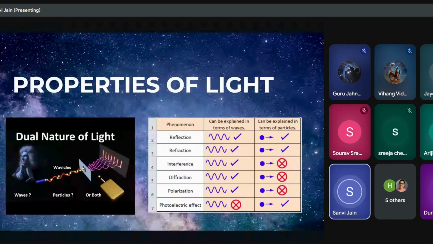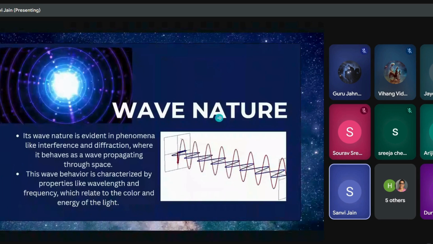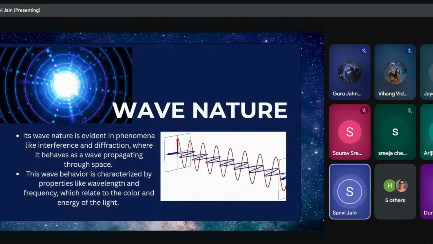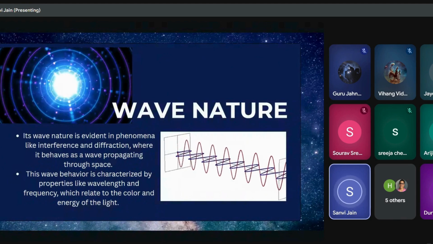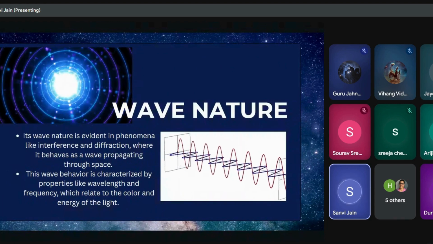In 1801, Thomas Young performed an experiment so elegant it changed physics forever. By shining light through two slits, he saw an interference pattern on the screen. These alternating bands are the signature of waves. Where crests meet, we get brightness, and where crest meets trough, we get darkness.